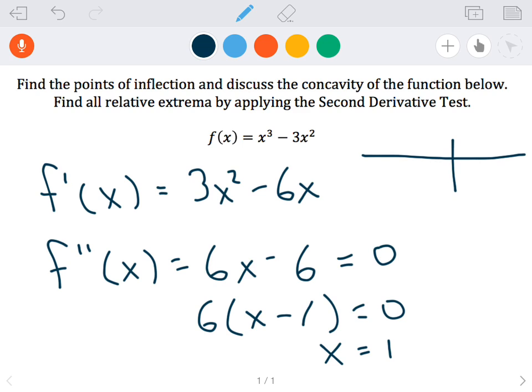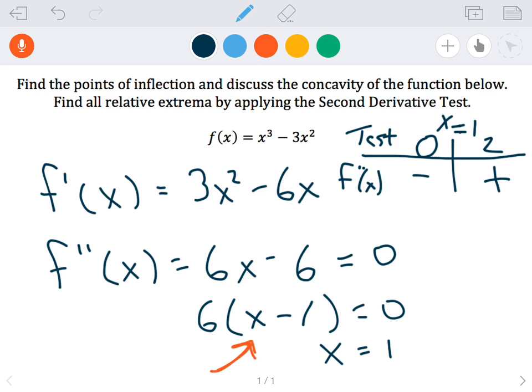So I'm going to make my little chart here with x equals 1 and have some test value. And I'm going to evaluate the second derivative at my test value. So something to the left of x, let's say 0. Something to the right of x, let's say 2. If I plug 0 into this, I'll get a negative number. Once again, I don't really care what the actual numbers are. I just want to know if it's positive or negative. If I plug 2 in here, I'll get 2 minus 1 is positive.